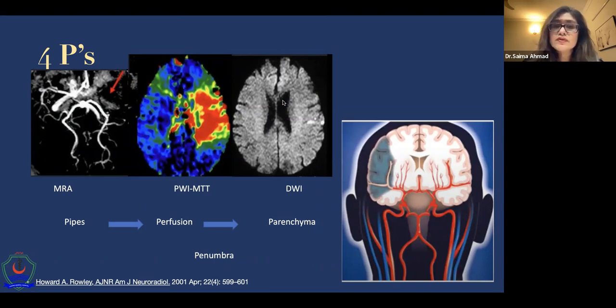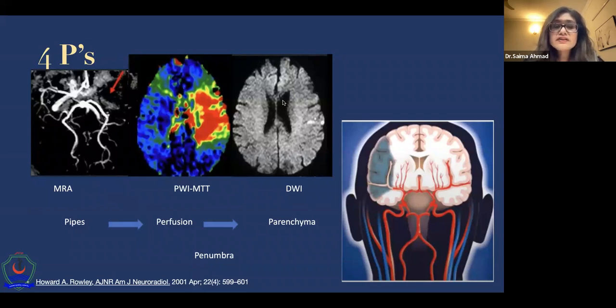And then after 2015, after the 5 major trials with the EVT in the first 6 hours, and then with the extended time window up to 24 hours with the 2 major big trials with advanced imaging, it's really game changing. But for the stroke physicians, the neuroradiologists, the radiologists, we want to keep the imaging as simple as possible, so everybody can understand and interpret it very easily.